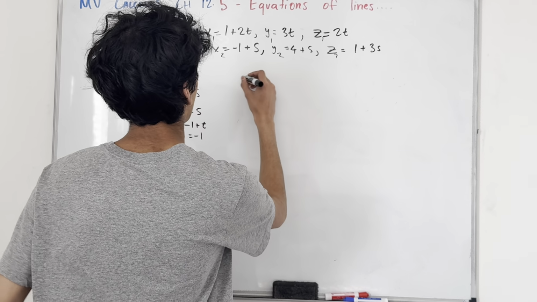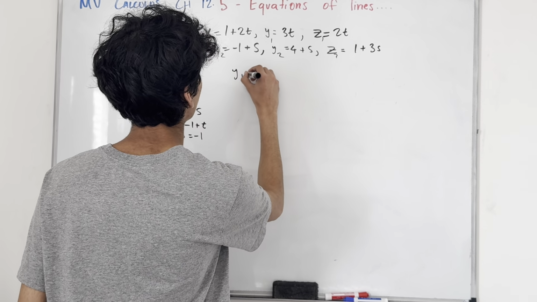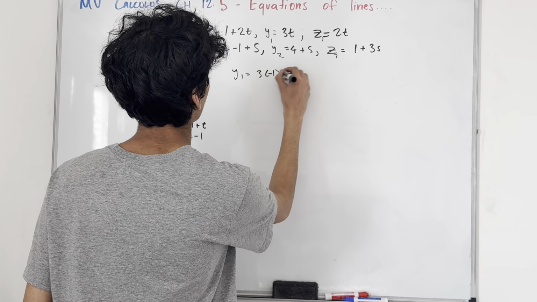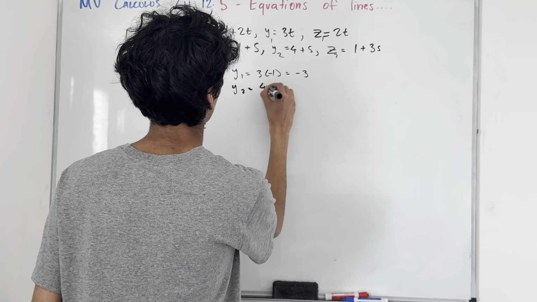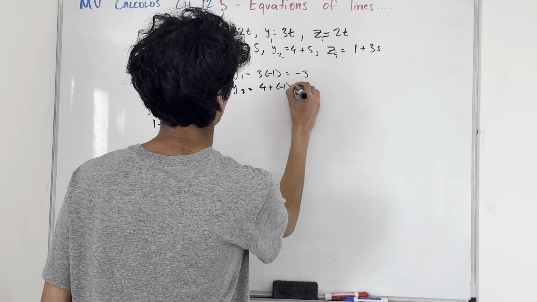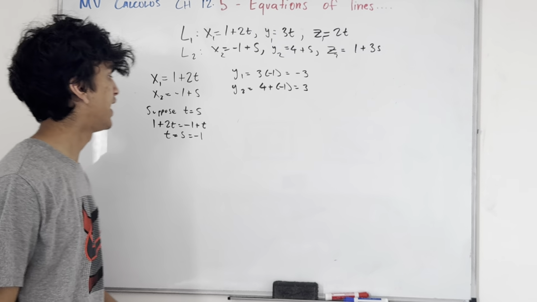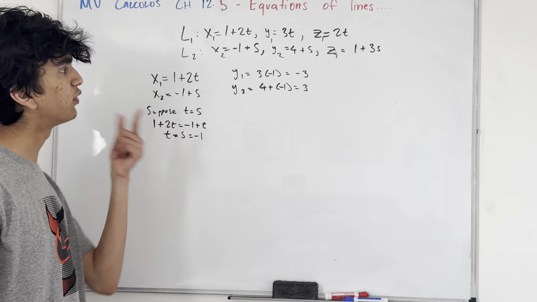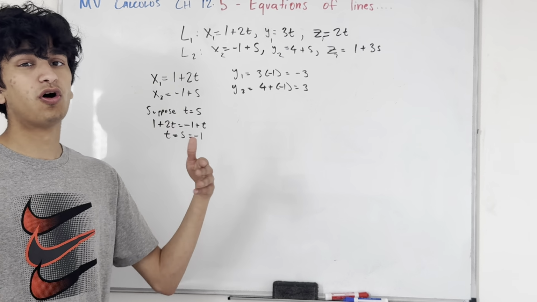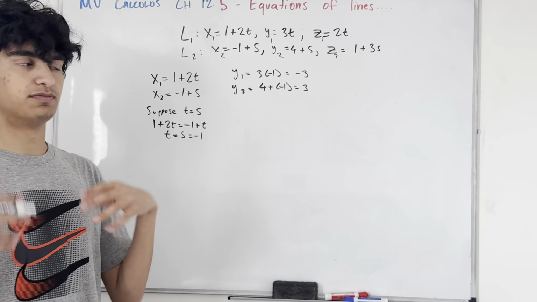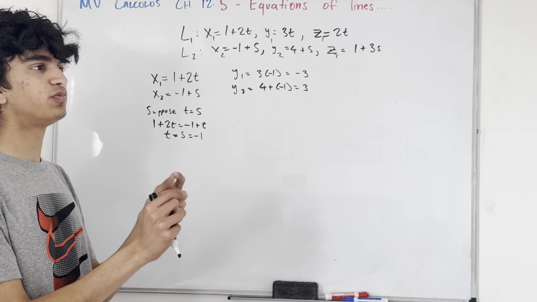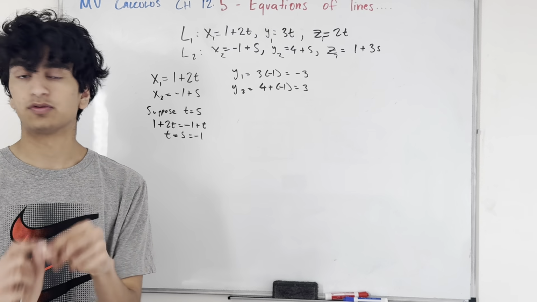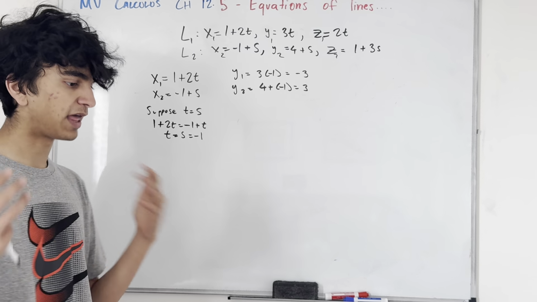But if I test this now, what is y1 equal to? 3 times -1 is equal to -3. And then y2 is going to equal 4 plus -1, which is equal to 3. So the time value where the x's are equal is not when the y's are equal. If you imagine these as particles moving along these paths, they don't collide. They don't reach the same spot at the same time.